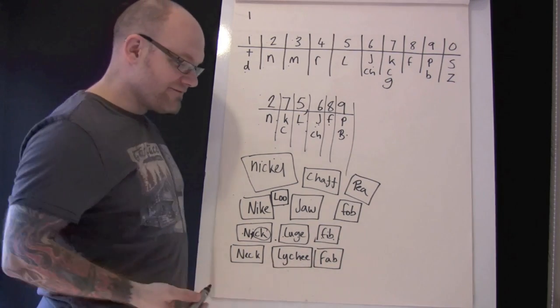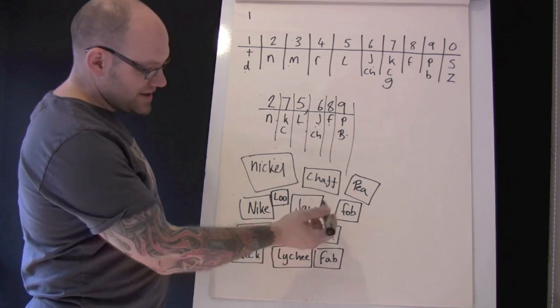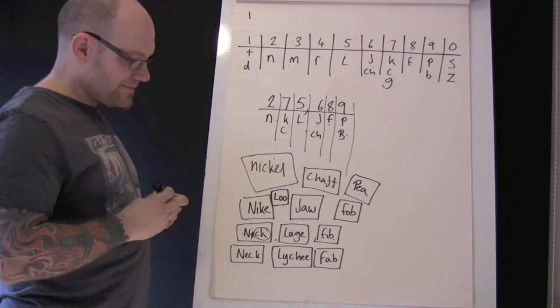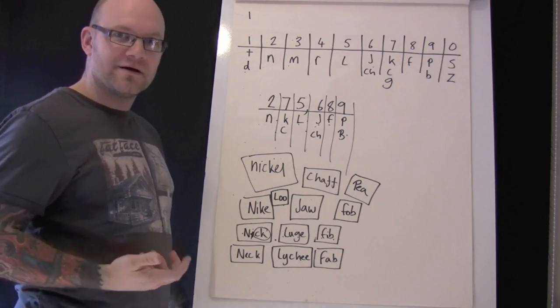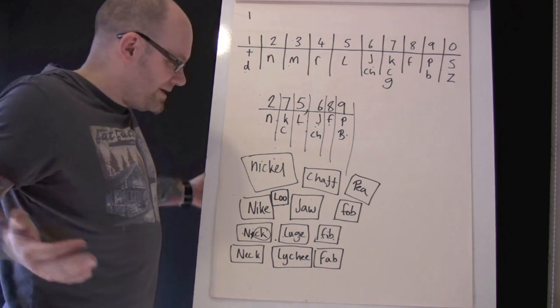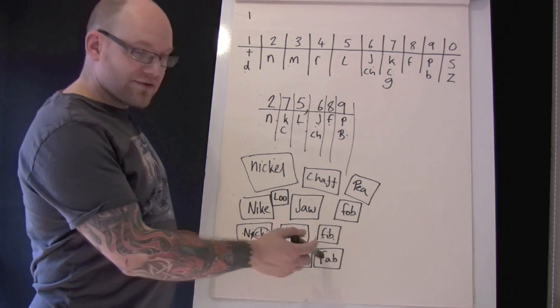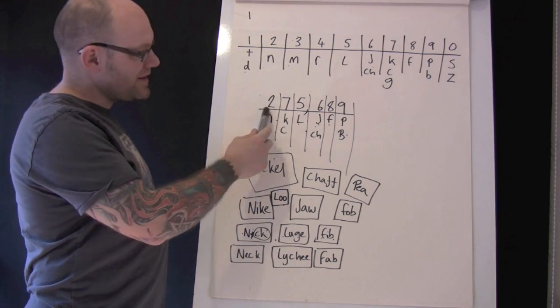Neck, lychee, fab, or neck, lychee, fob, whatever. So you could have a neck with a big lychee fob hanging off it that you might use to do something with, I don't know. So you just create something weird that is memorable. That's how you remember that.